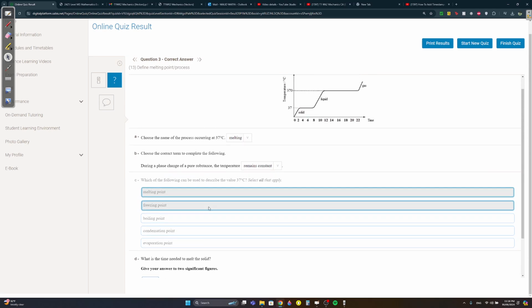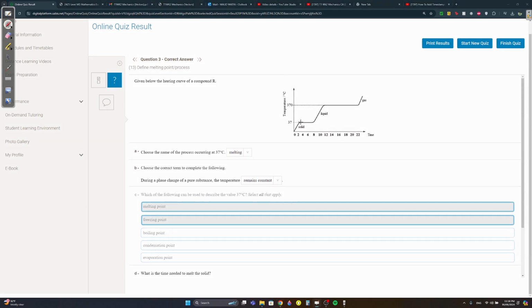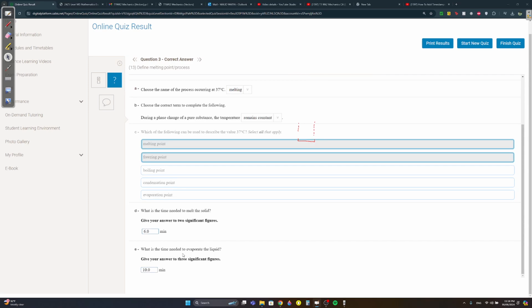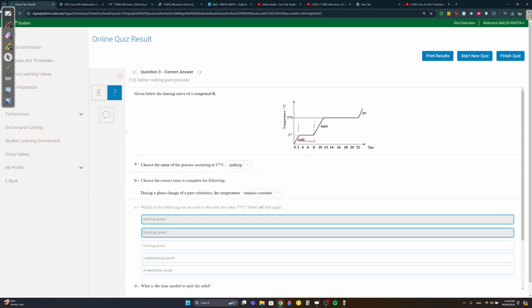How long does it take to melt the solid? Meaning how long does it take to change from solid to liquid? 8 minus 2 is 6, so 6 minutes. Remember, two significant figures, so 6.0. Then evaporate, meaning to change from liquid to gas. You go liquid to gas, 22 minus 12, 10 minutes.